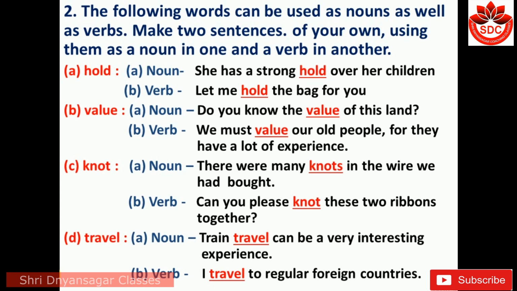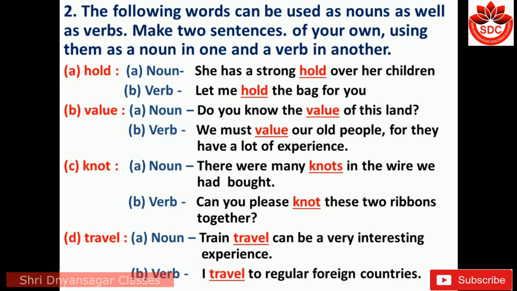B. Value. We have to use the word value as a noun as well as a verb. Do you know the value of this land? Here in this sentence, value is used as a noun. We must value our old people, for they have a lot of experience. Here, the word value is used as a verb.